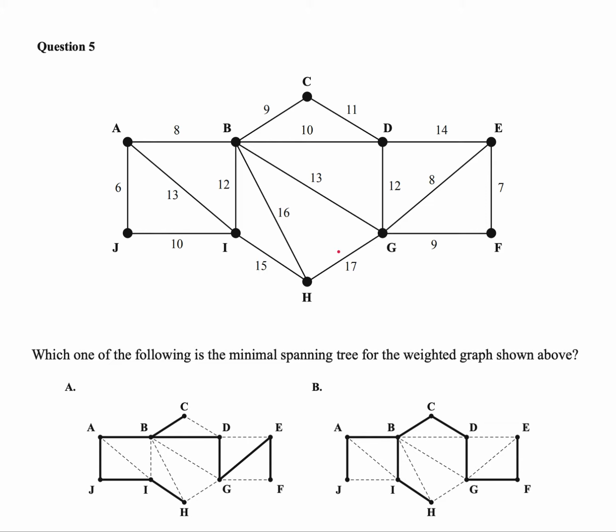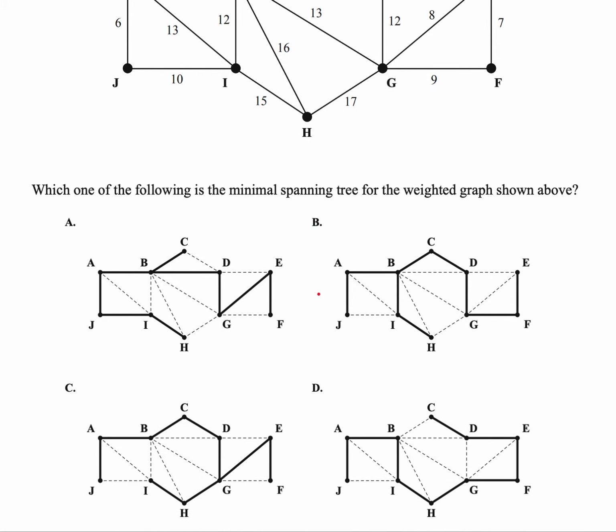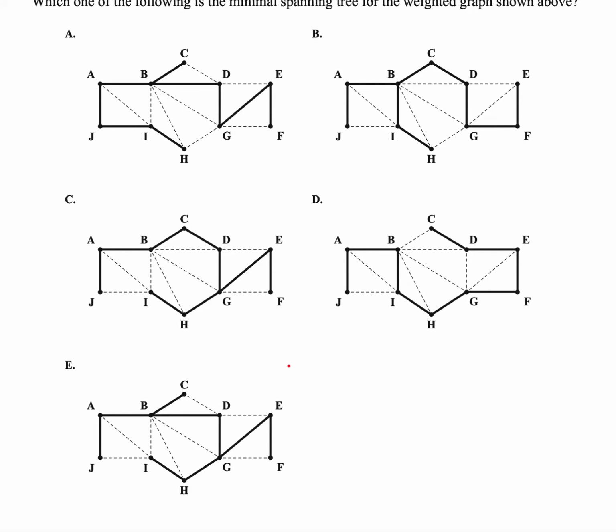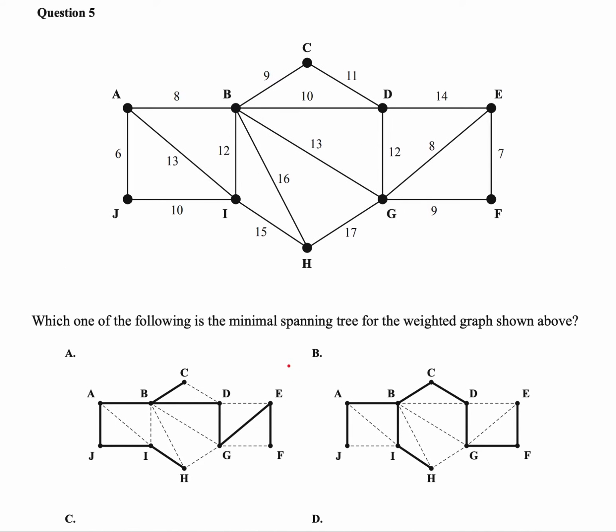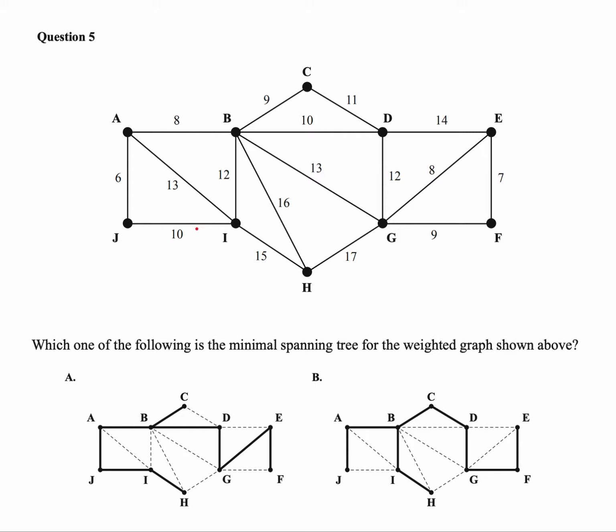So we're given a network graph. It's a weighted graph. We've got edges with numbers on it. And it says, which one of the following is the minimal spanning tree for the weighted graph shown above? You can see we've got these 5 multiple choice options and we've got to pick the right one. I think the best way to do this question would be to highlight the minimal spanning tree on the graph, and then we can just pick the multiple choice option that matches our working.